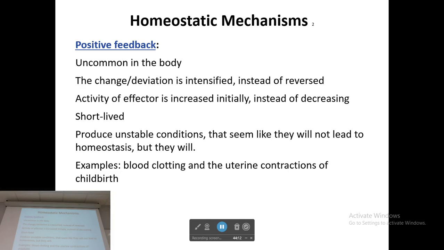Okay, positive feedback, as we said, is uncommon. It's short-lived. It produces unstable conditions. The examples that I mentioned, blood clotting and the contractions of childbirth, those are your two examples. So you've got to remember positive feedback, those two examples. Everything else is negative feedback. Okay?